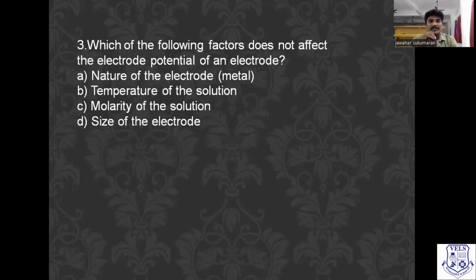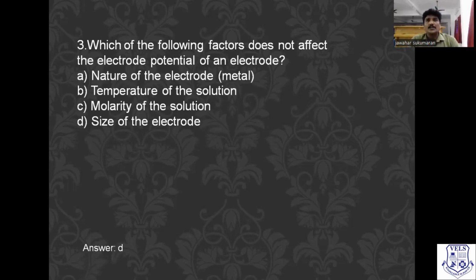Which of the following factors does not affect the electrode potential of an electrode? A. Nature of electrode metal. B. Temperature of the solution. C. Molarity of the solution. D. Size of the electrode. Answer is D. Size of the electrode.